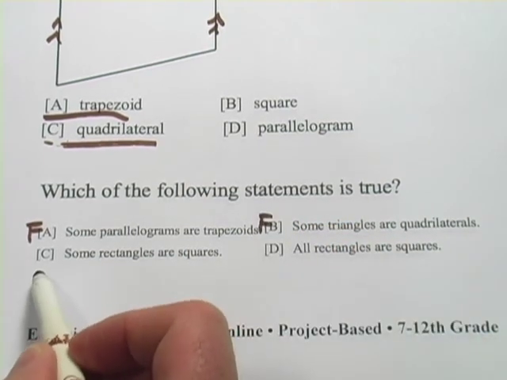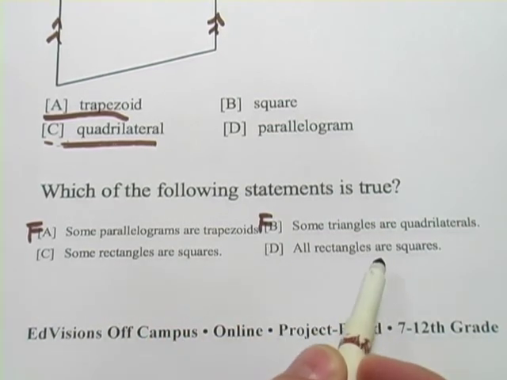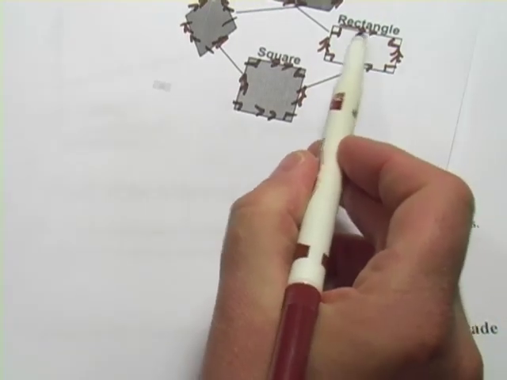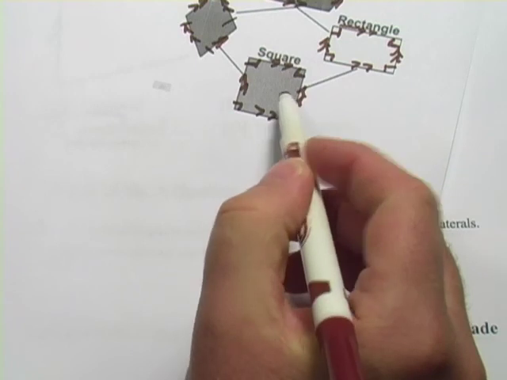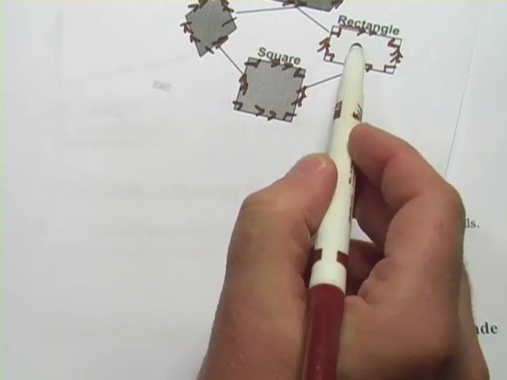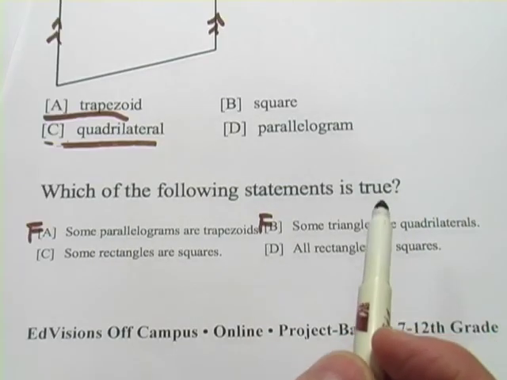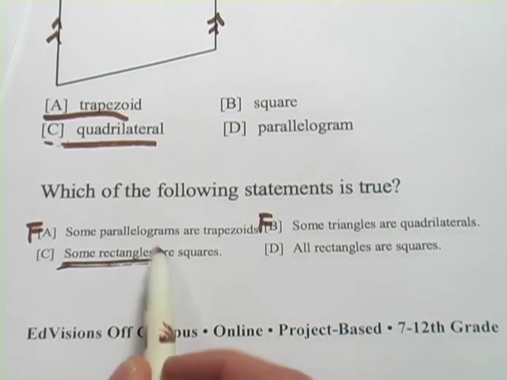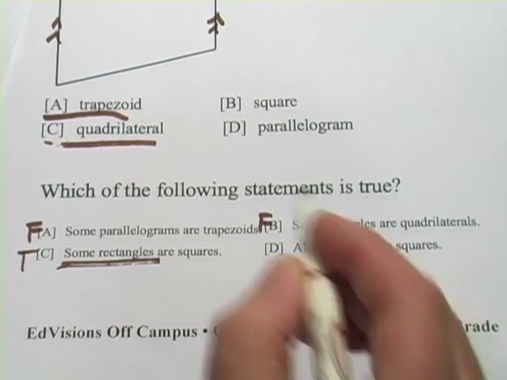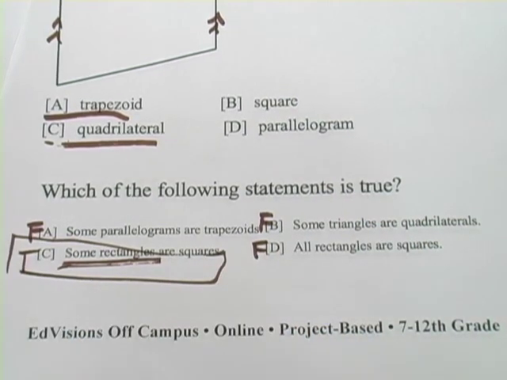This one says some rectangles are squares. And the last one says all rectangles are squares. So let's figure out if that's true. Here we have the rectangle as sort of the parent to the square. What that means is a square is a special case of a rectangle, so sometimes a rectangle is a square. But it doesn't mean every rectangle is a square. So some rectangles are squares, true. All rectangles are squares, false. So C is our correct answer there. So that's a little bit of work with quadrilaterals.